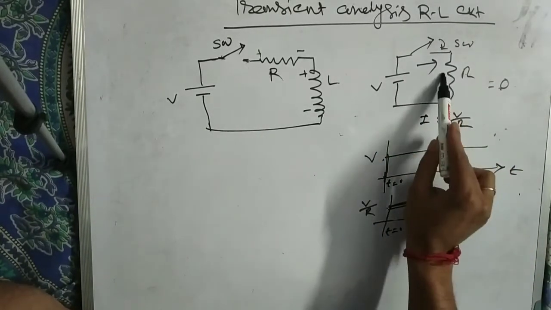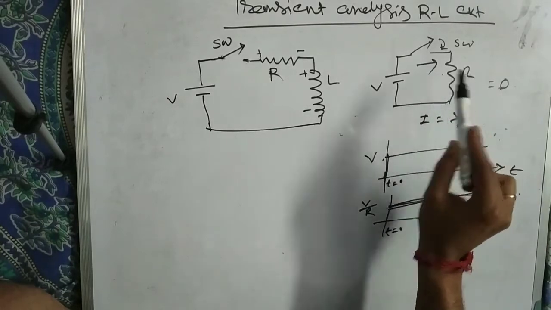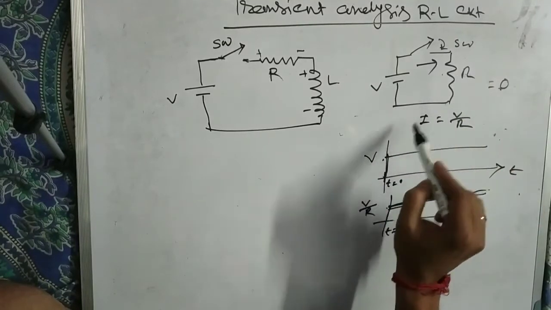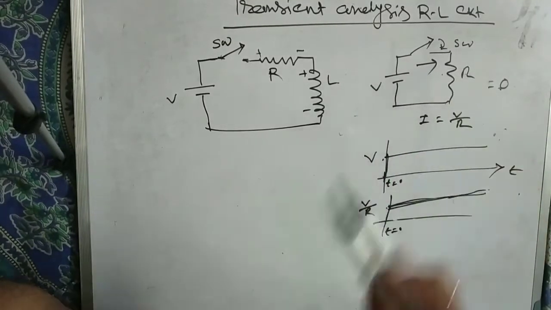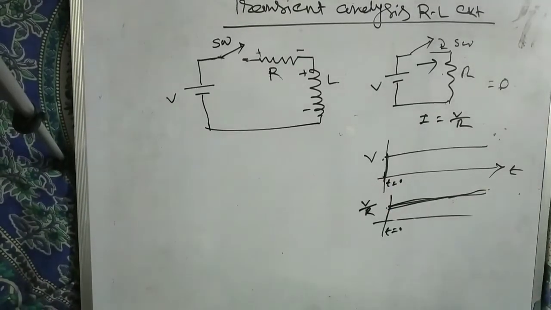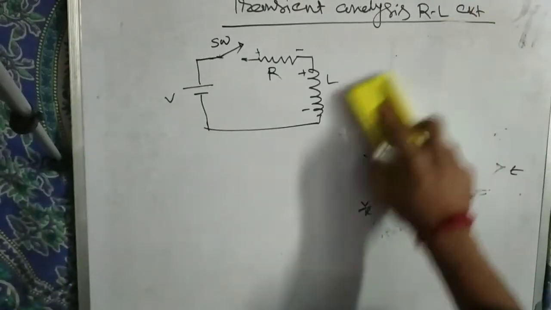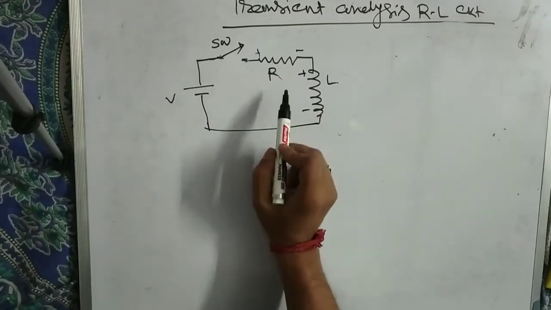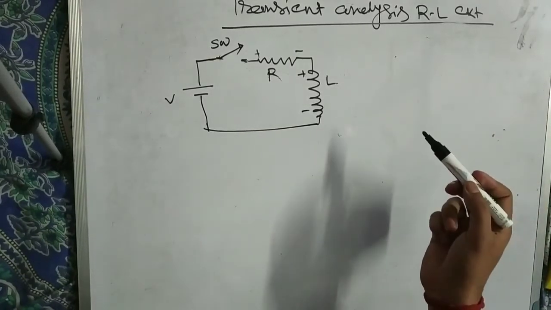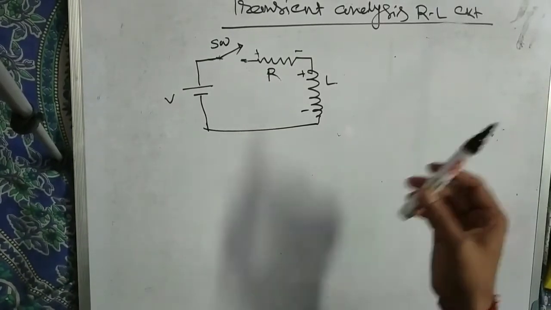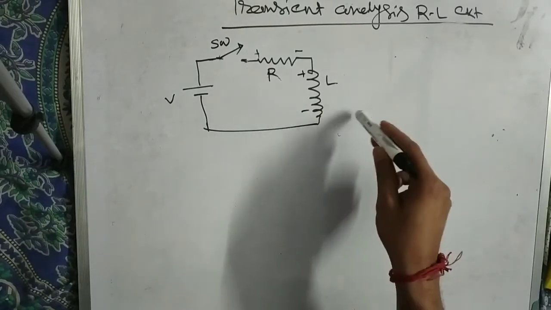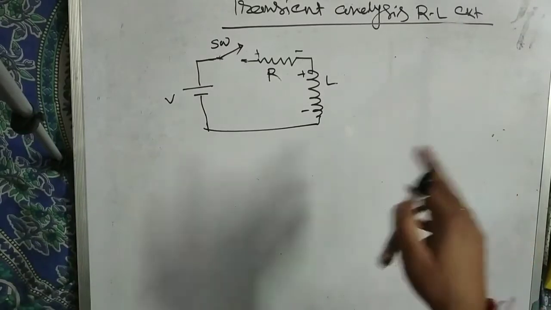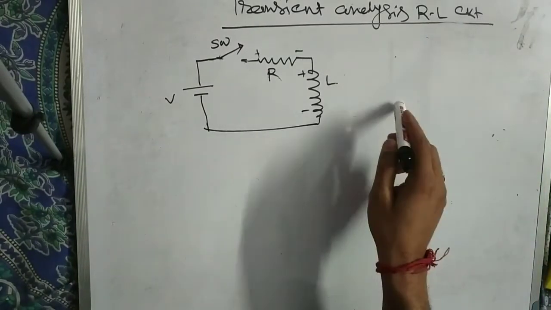In this circuit there is no energy storing element, no capacitor, no inductor, only resistance. So there is no transient in this circuit. But here you can see the inductor is there. So whenever you close the switch, the circuit will not go to the steady state point instantly. There is some disturbance in the circuit before reaching the steady state. There must be some period, and that period is called transient.